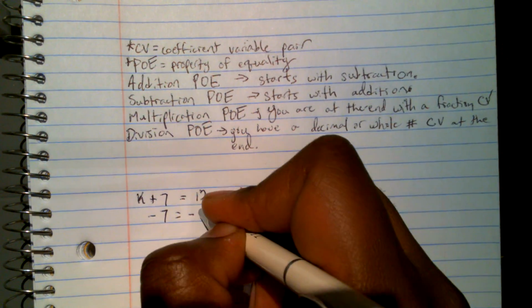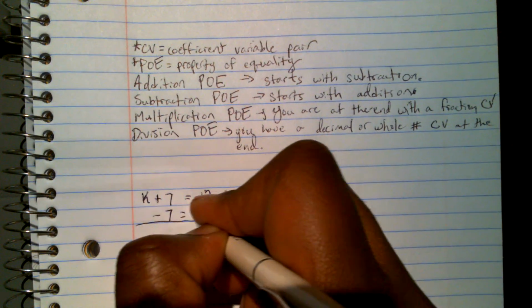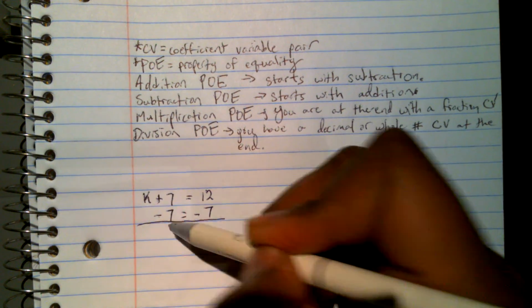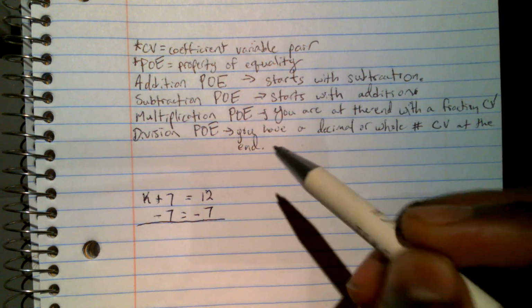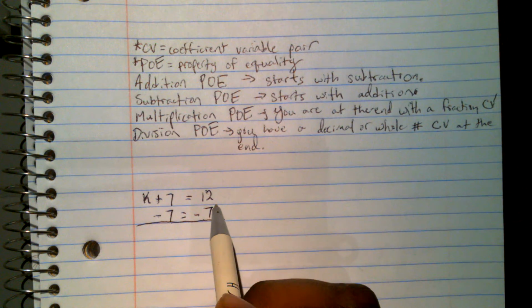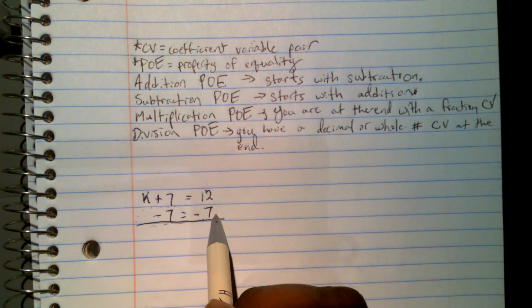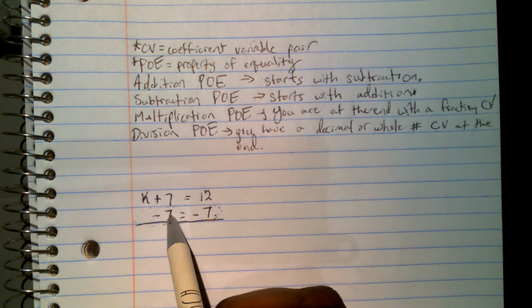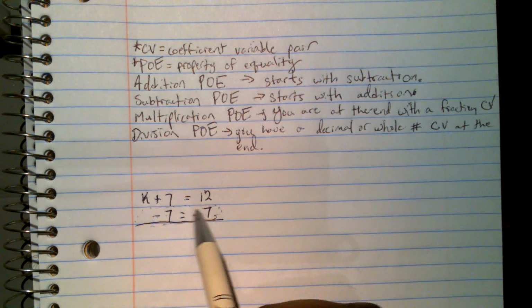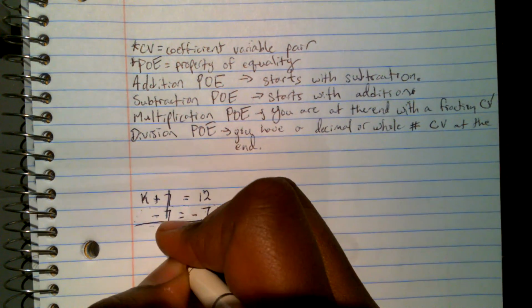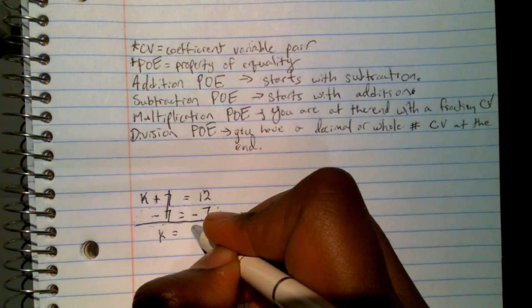So I'm going to put minus 7. Notice, under the plus 7, I put a minus 7. Under the 12, I put the same minus 7. Please make sure you look here. As you can see right here, I have that negative 7 is equal to negative 7. So I just cross these out and I put K is equal to 5.